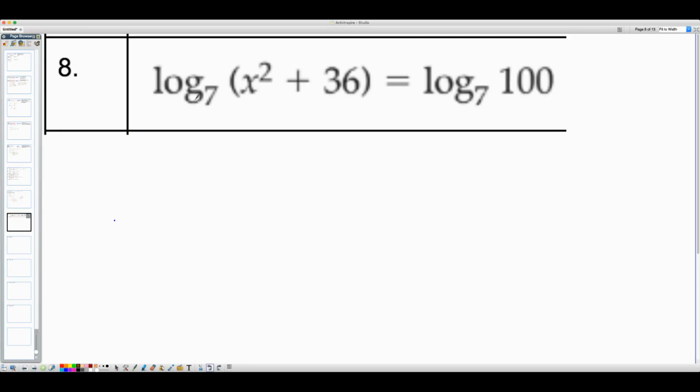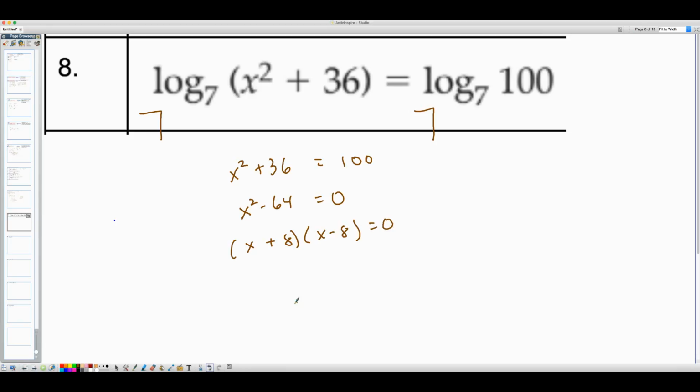Here we have a similar situation. I'm going to take 7 and raise it to both sides of this logarithm. When I do that, this cancels. I end up with x squared plus 36 is equal to 100, or x squared minus 64 is equal to 0, x plus 8 and x minus 8. The difference of squares, once again, is equal to 0. So I have x is equal to 8 or negative 8. And both of these are actually valid because if I plug it in, I can't have a negative log.